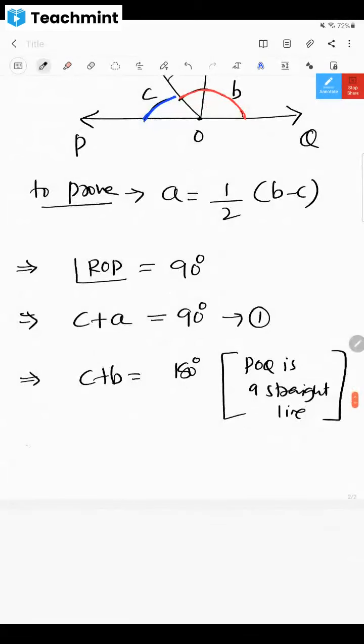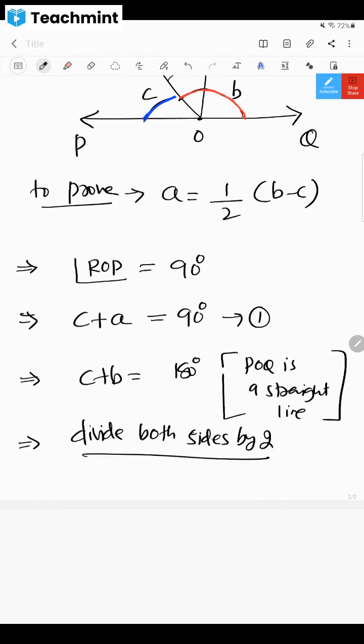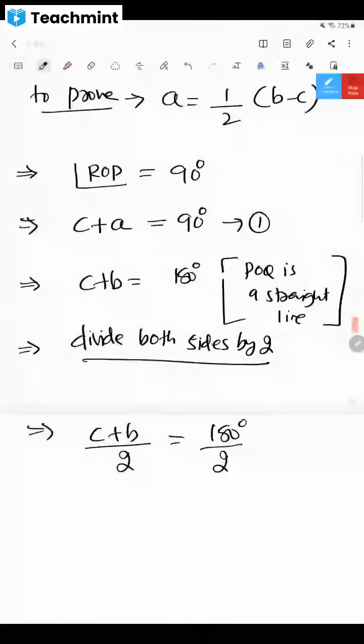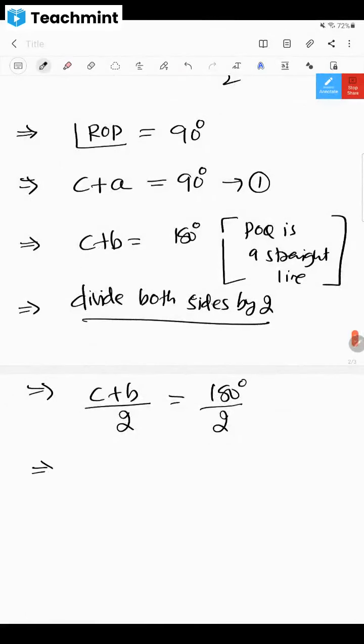So C plus B is equal to 180 degree means you do one thing: divide both sides by 2, because here in equation number 1 there is 90, so I want to bring 90 here also. If I divide both sides by 2, it will become C plus B divided by 2 is equal to 180 degree divided by 2, right? See, now it becomes C plus B divided by 2 is equal to 90 degree, since 2 ones are 2, 90s. Can I call it equation number 2?